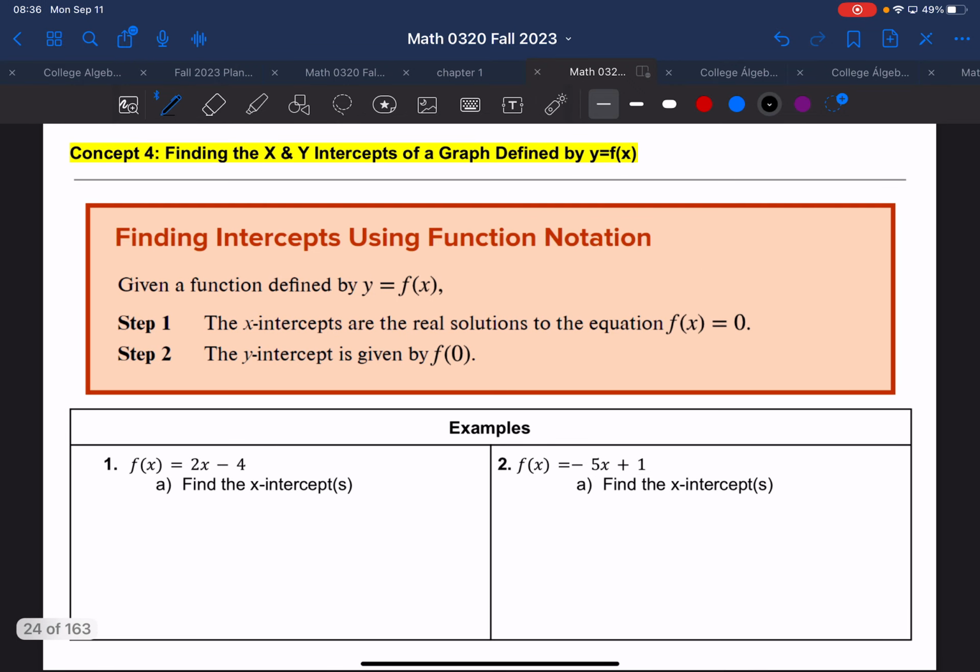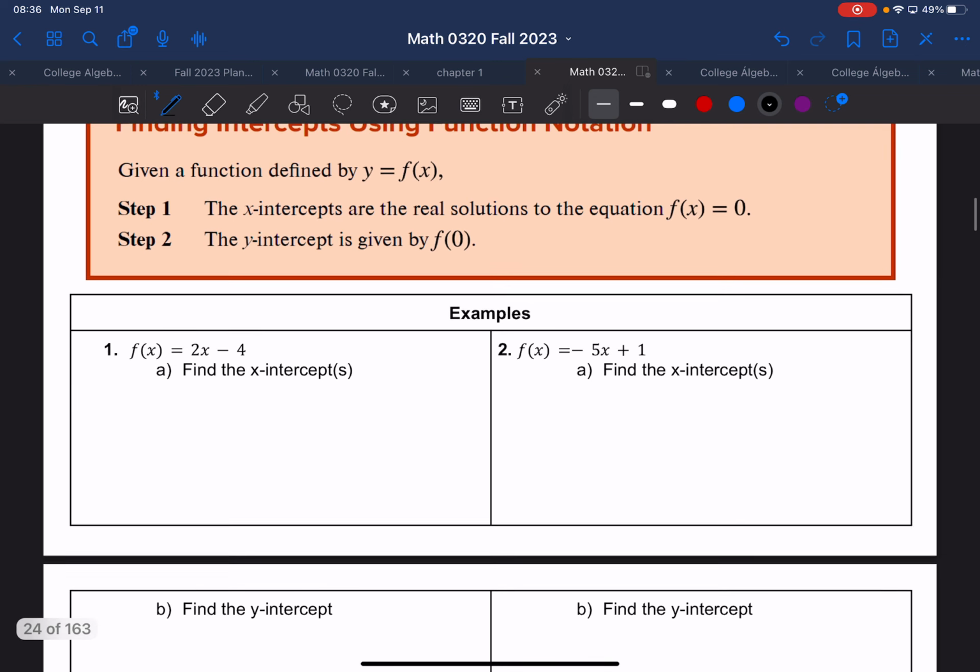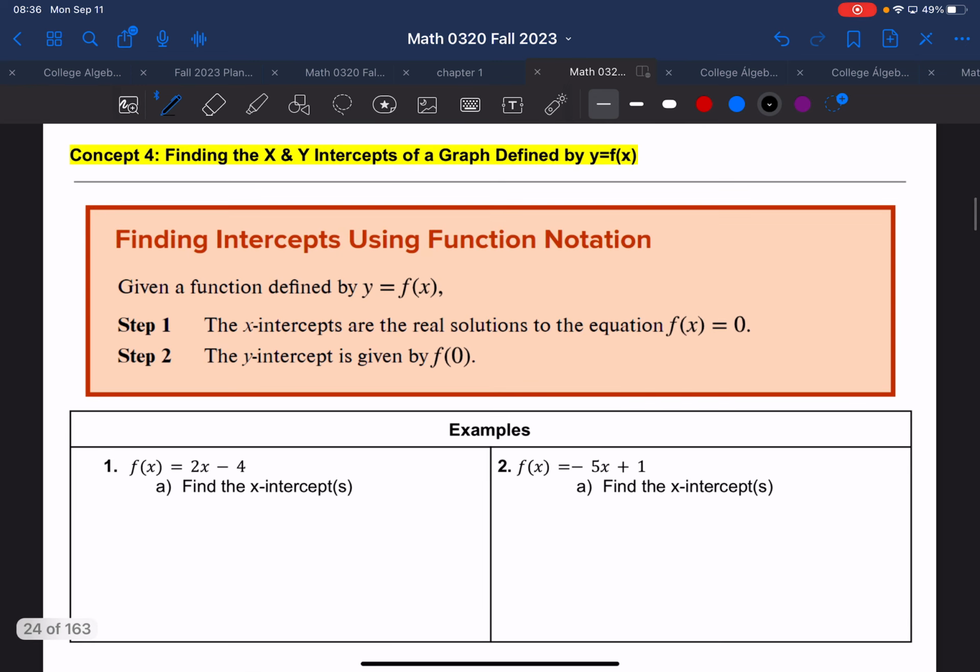The next concept here is finding the x and y intercepts of a graph defined by y is equal to f of x. Okay. When we see y is equal to f of x, typically it's talking about linear equations. So we're finding the x and y intercept of linear equations. So in this definition, it says given a function defined by y is equal to f of x, the x-intercepts are the real solutions to the equation if our function is equal to 0. And the y-intercept is given by f of 0.